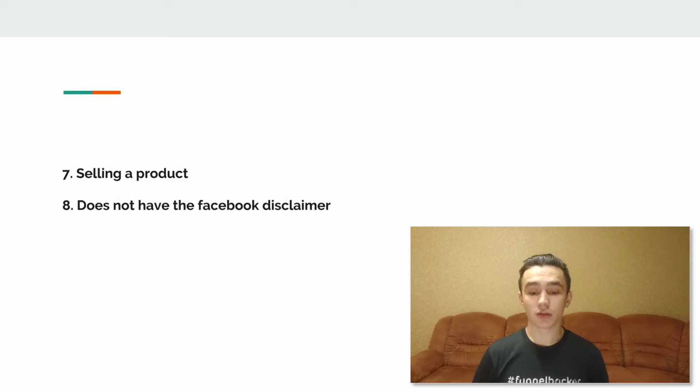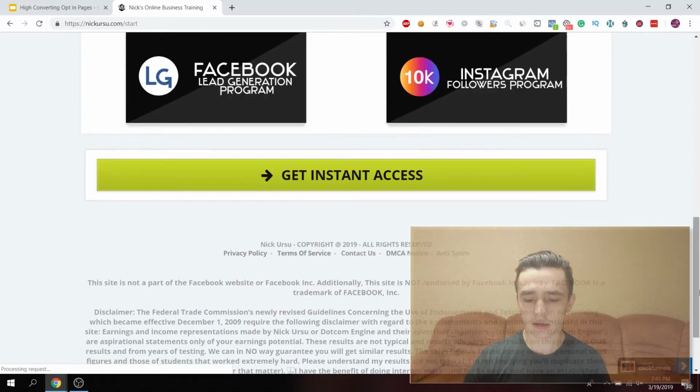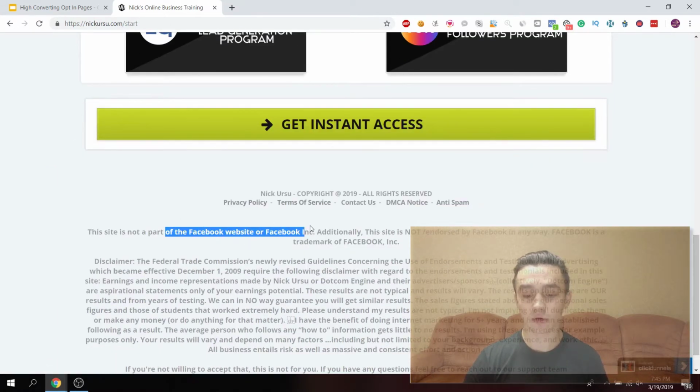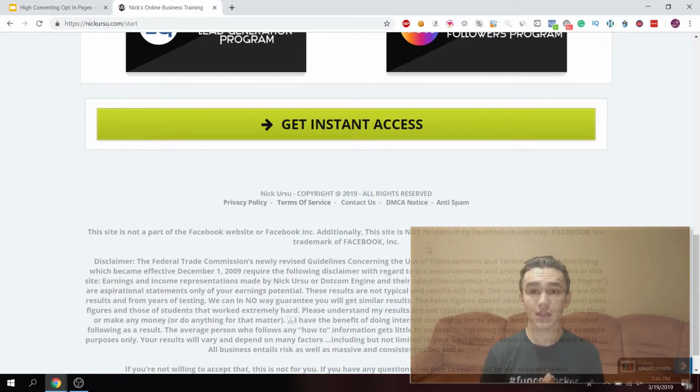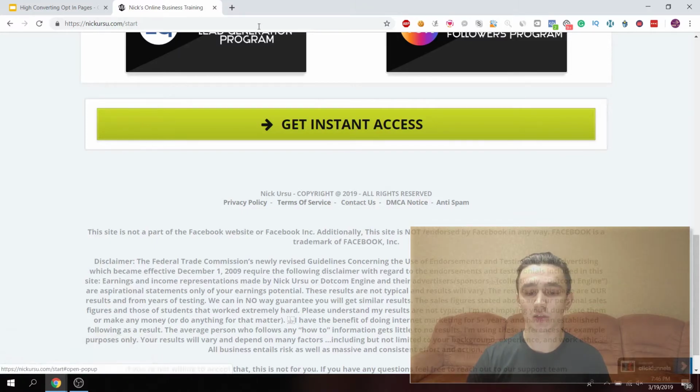Then the 8th thing is, you should have the Facebook disclaimer if you're running ads with Facebook. And the way this Facebook disclaimer looks like is, you can see it at the bottom of this page. It says, this site is not a part of Facebook, and as you can read here, it's important to include this if you're running ads, because that's Facebook's policy. And if you don't want to have your ad account suspended or just get your ads disapproved, you need to have this disclaimer as well.